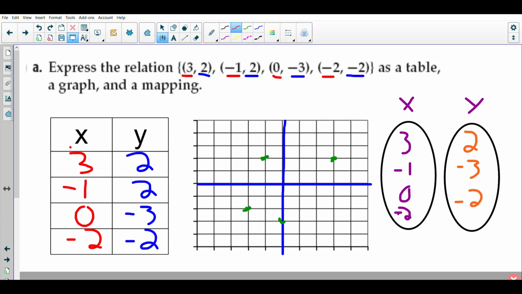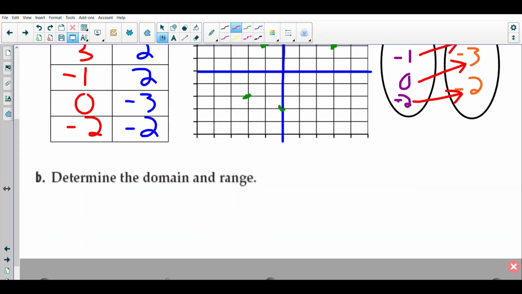So 3 goes to 2. And also -1 goes to 2. So I'm gonna draw it right there. And then 0 goes to -3, and -2 to -2. And there you have your mappings. Alright.